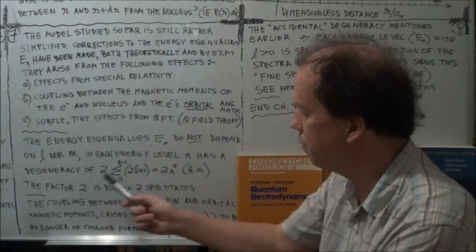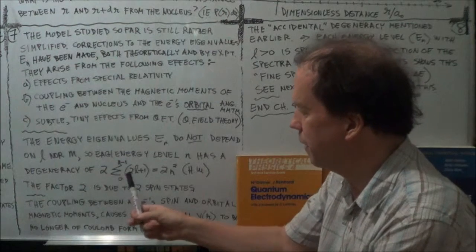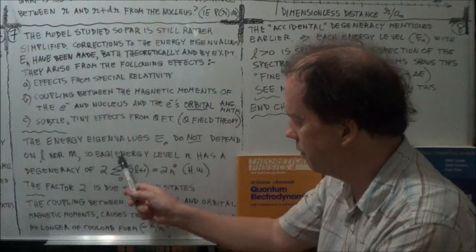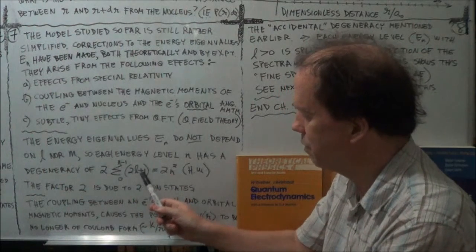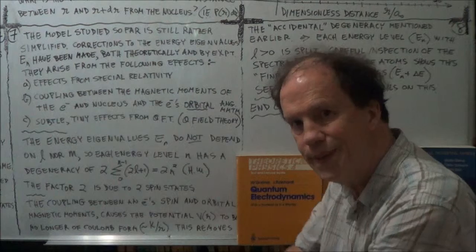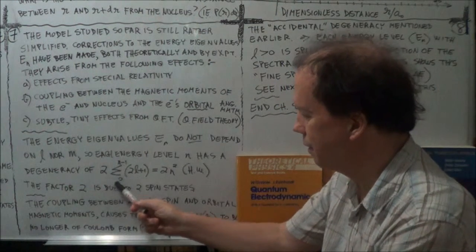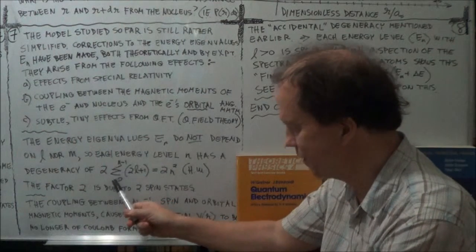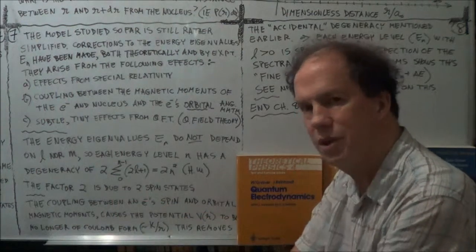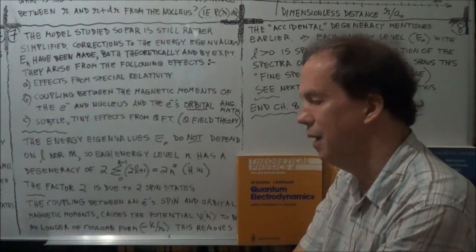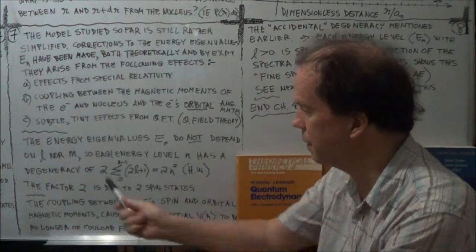So the possible number of states will depend on the number of L's, and for each L you have 2L plus 1 possible M's. So the total number will be this. For each L, that's where the sum is, you'll have this many terms. And you get an extra 2 here. You may wonder where this 2 comes from. It's just due to the fact that there are 2 spin states.